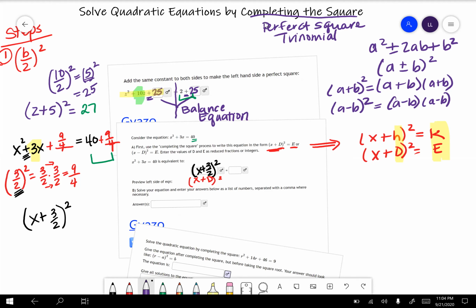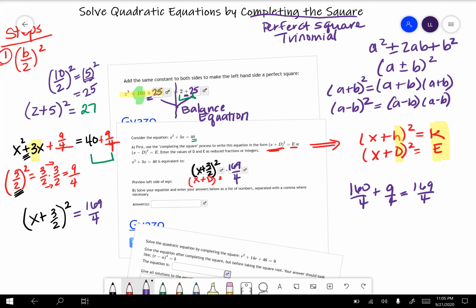So 40, all right, I want to have the same denominator as 4. I need to make these like terms so I can actually add them. So 160 over 4 gives me 40, right? Plus 9 over 4. All right, so 160 plus 9 is 169. And then when you add, you keep the denominator, so 169 over 4. So this equation is going to be equal to 169 over 4. And that's the part that comes right here. Okay, so now we're ready to solve this problem. Let's go ahead and finish it off and solve it.